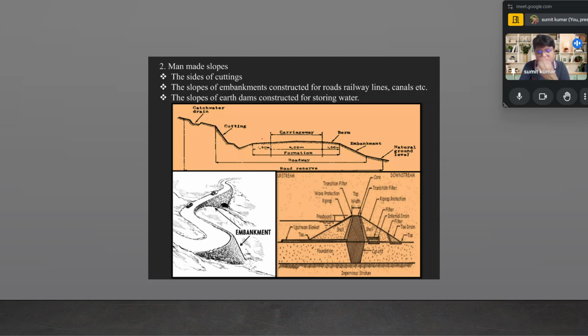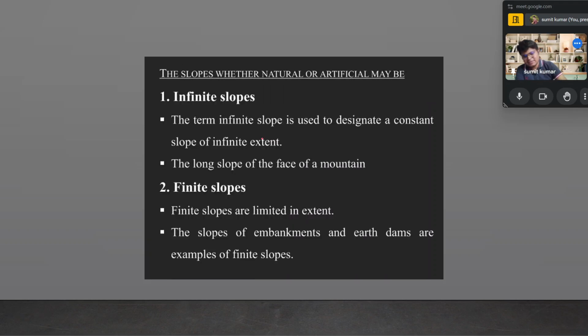Now, when we talk about the man-made slopes, these are the cut slopes and the slopes of embankment construction for roads, railways, canals, etc. And the slopes of earth dams are constructed for storing water as well. And over here, some of the figures also presented show the catch water drain, cutting, carriageway, everything. The embankment which is created to resist the flow of soil or water is shown, and then in the next subsequent picture, their cross section is also presented.